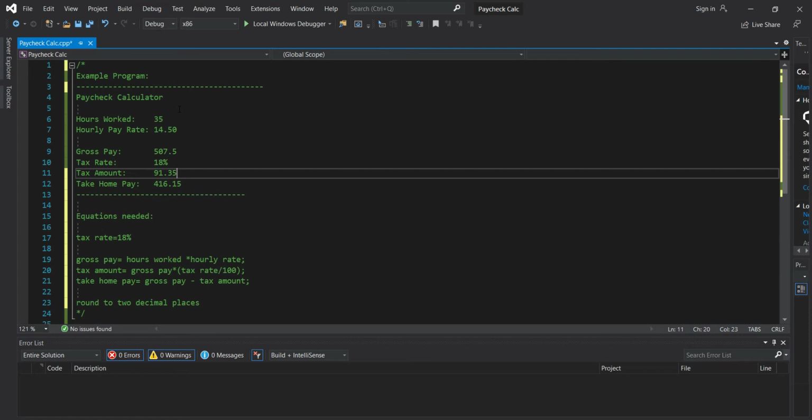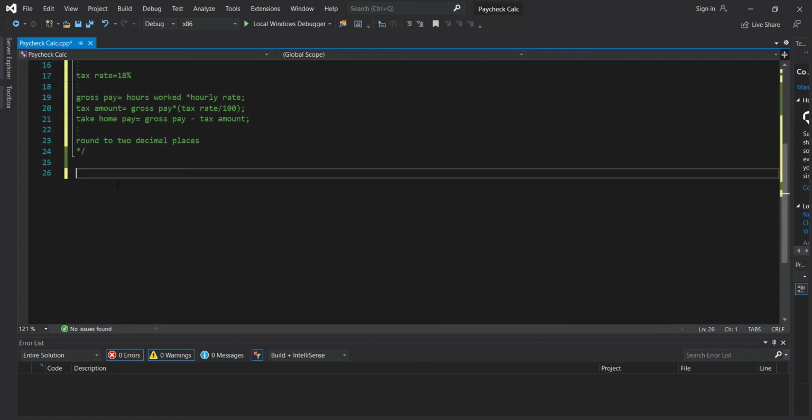All right, so just take a look at it real quick. Hours worked, hourly pay rate, the user's going to input those numbers, and this is going to be auto-generated. So please take some time to work on this problem and come back when you are ready. But for us that are here, let's just get on with it.